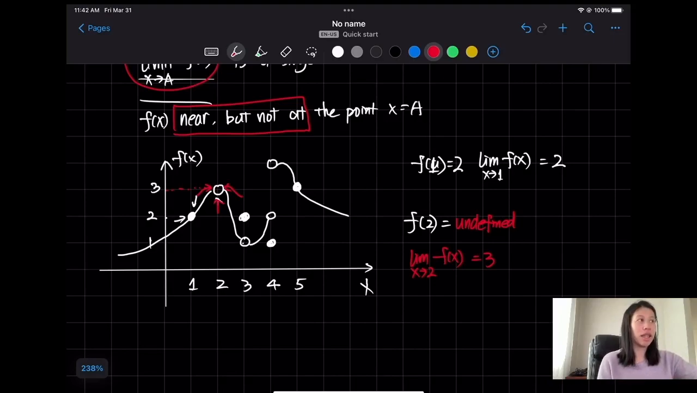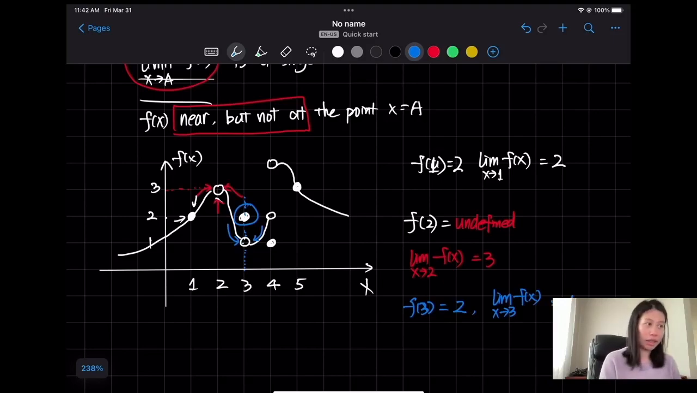Okay, so now the next one is f(3). Now I'm going to use a different color of pen. f(3) is in here, right? Where's the solid dot? The solid dot is in here, so that means f(3) is equal to 2. However, the limit as x approaches 3, the function looks like what? In here, approaching this empty circle, the limit is equal to 1. So you need to remember that the limit is completely irrelevant to the value of the function at the point. They don't have to be the same. We only care about what happens to the graph for x really close to 3 but not equal to 3.